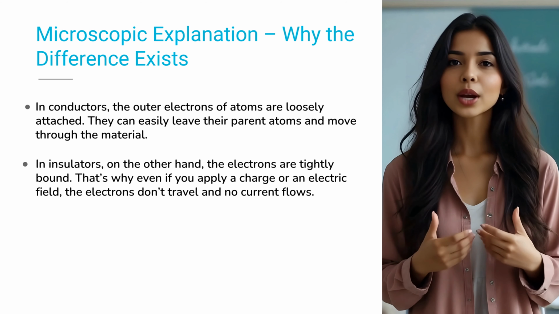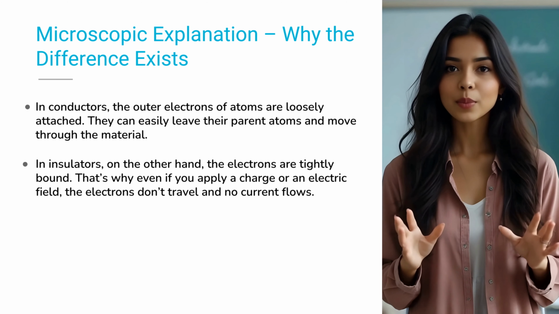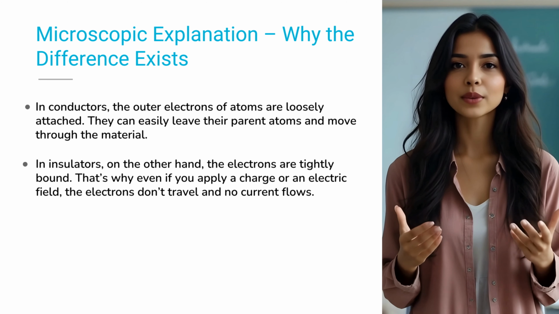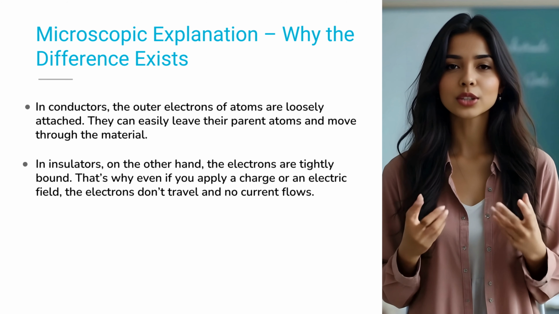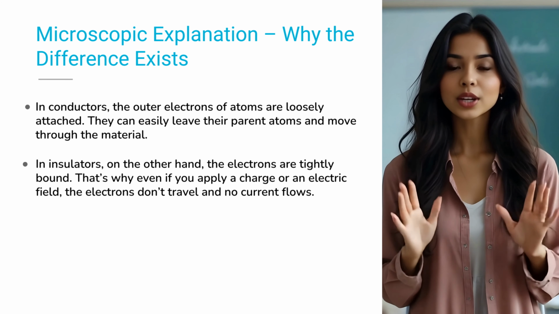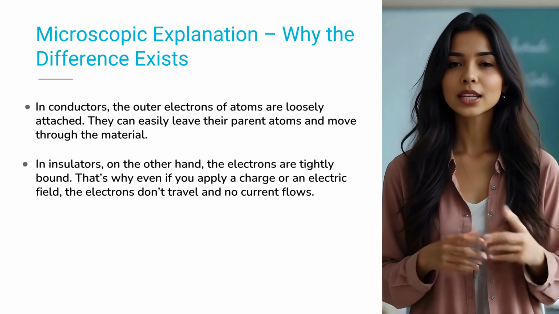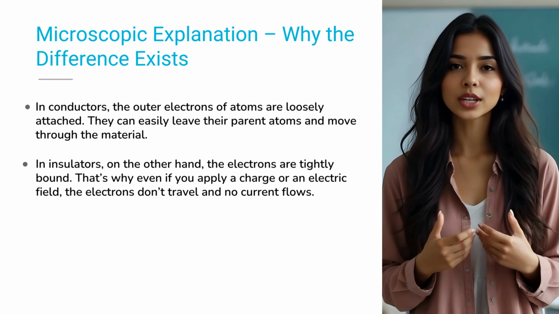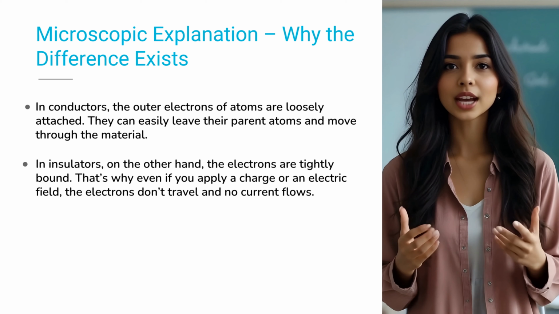So now, you might be wondering, what's the main difference between conductors and insulators at the microscopic level? The answer lies in the atomic structure. In conductors, the outer electrons of atoms are loosely attached. They can easily leave their parent atoms and move through the material. We often describe this as a sea of free electrons, and this is what allows charge and electric current to flow. In insulators, on the other hand, the electrons are tightly bound.